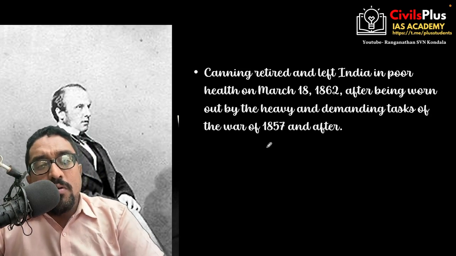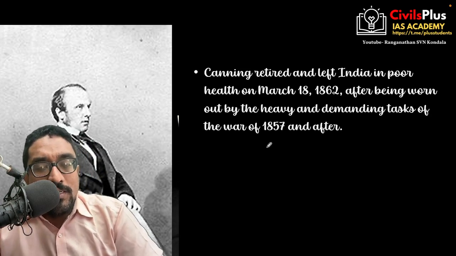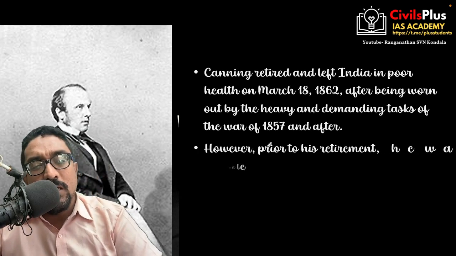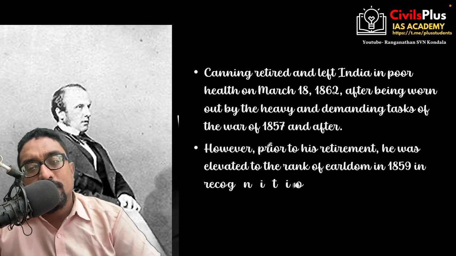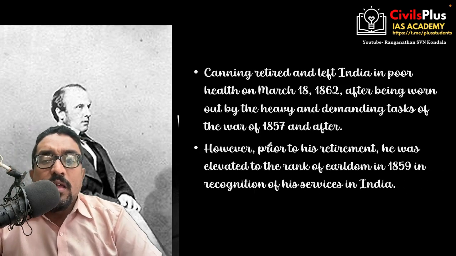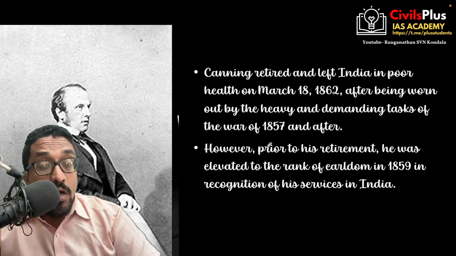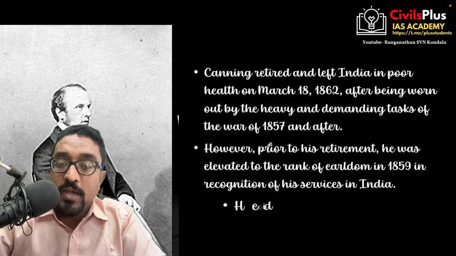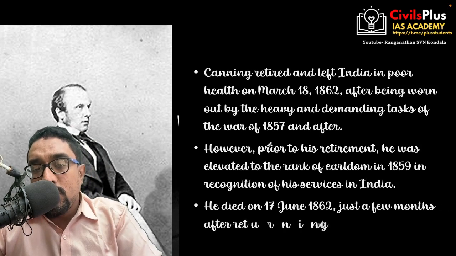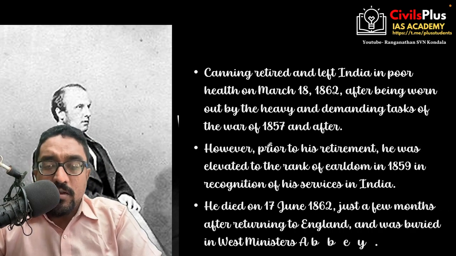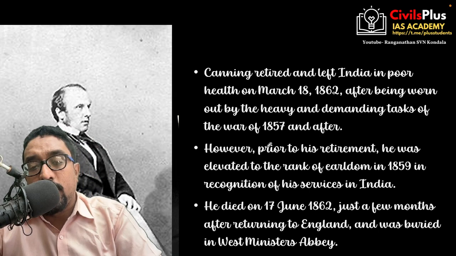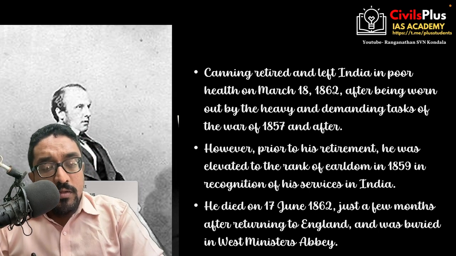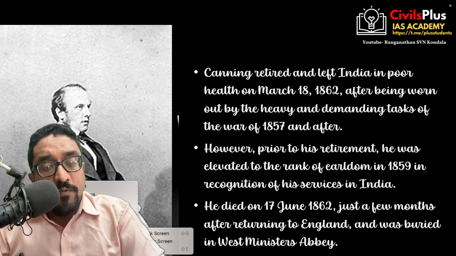He had spent a good amount of time here. He was here from 1856, so it had been long for him. The 1857 revolt itself had a very hard impact on his life, and he was elevated to the rank of Earl, which is a higher rank among British noblemen, and recognized for his services in India. He died in June 1862 in England, and he is buried at Westminster Abbey. So Canning, for the period, did everything that he could.